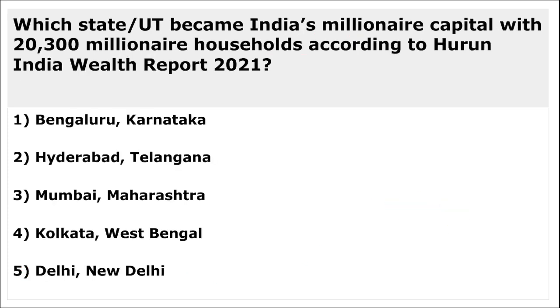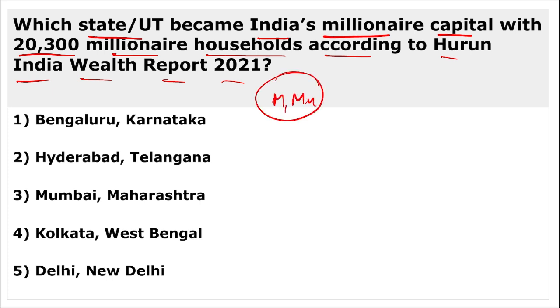Railways. Next, which state union territory became India's millionaire capital with 20,300 millionaire households according to the Hurun India Wealth Report 2021? So it will be your Mumbai, Maharashtra. That is the state that became India's millionaire capital with 20,300 millionaire households according to Hurun India Wealth Report of 2021. So option 3 is correct.